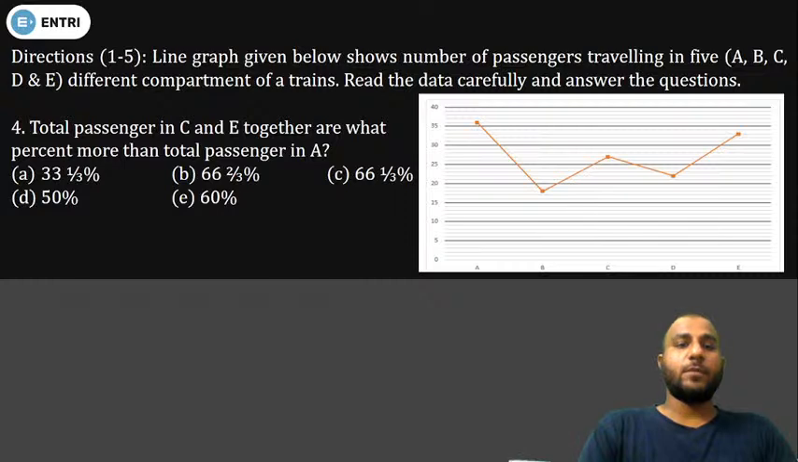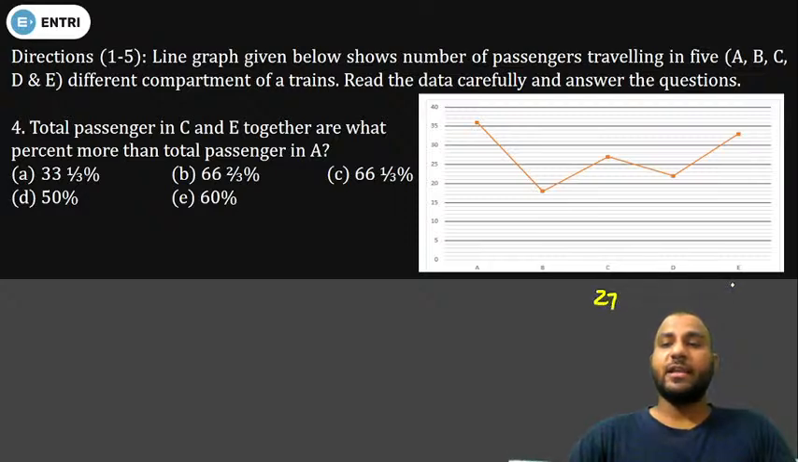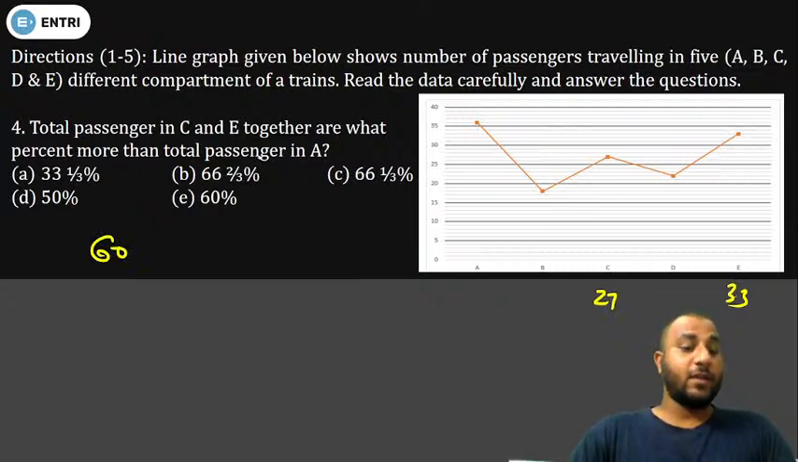Okay, let's move on. Total passengers in C and E together are what percent? So C and E, C has 27 and E has 33, which means 60 passengers. Okay. Yes, Nasreen, very well, very well.